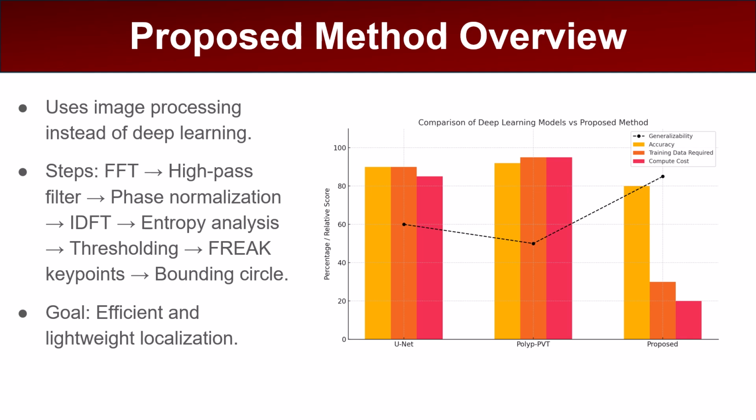On the right, you can see how this proposed method compares to UNet and PolyPVT across four metrics. While the proposed approach trades off some accuracy, it requires far less data and compute and offers superiority in generalizability. This makes it an ideal candidate for fast, lightweight localization, especially in low resource environments.